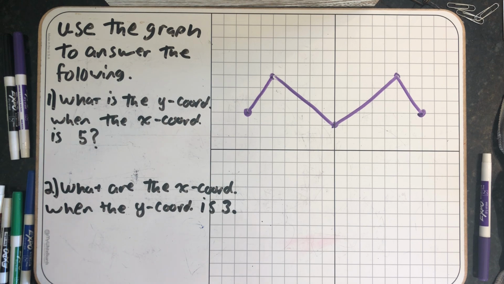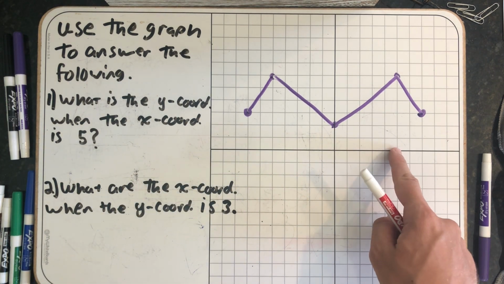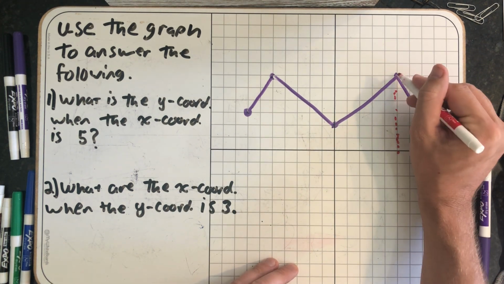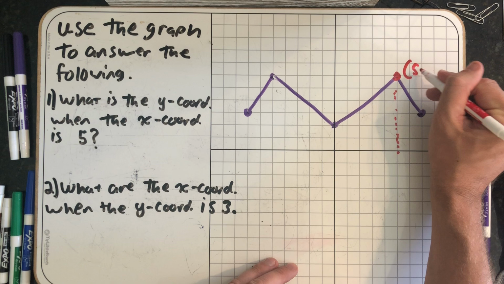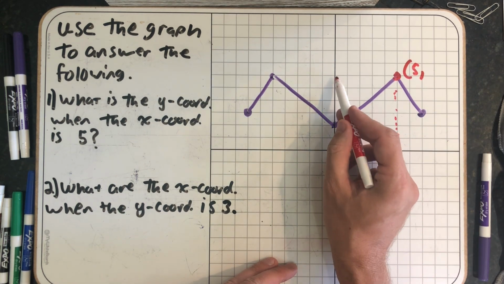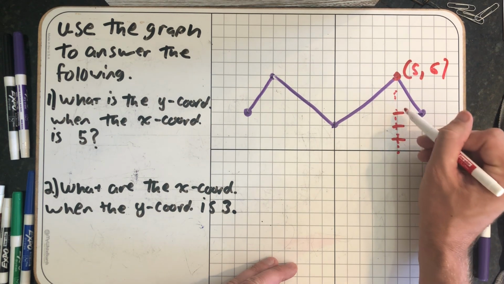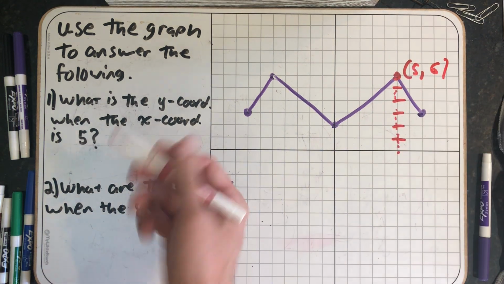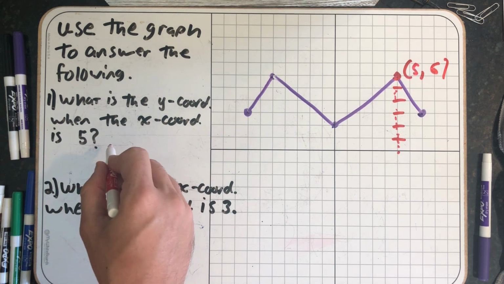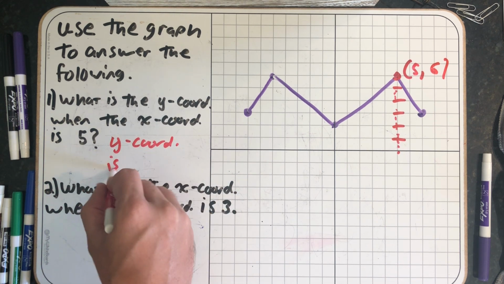the x-coordinate is 5. So we need to find where x is equal to 5: 1, 2, 3, 4, 5, and I see a point on the graph at x equals 5 right here. So that's the point 5, comma, and let's say it's 1, 2, 3, 4, 5, 6. That's 5, comma 6. Make sure I counted that right: 1, 2, 3, 4, 5, and 6. And so when the x-coordinate is 5, the y-coordinate is 6.